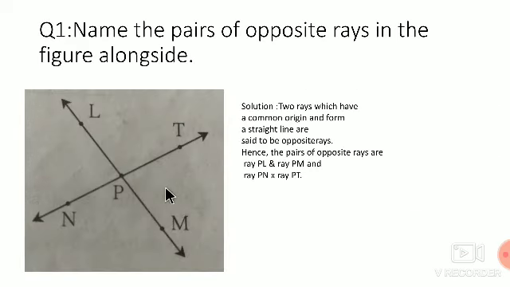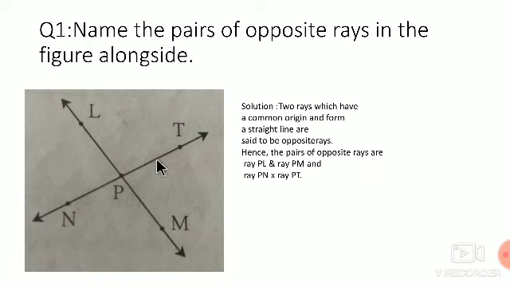From this figure we have to write the name of the opposite rays. Here, PT and PN have the common origin point P and they have opposite directions. So this is a pair of opposite rays. In the same way, PL and PM have opposite directions and the common origin point P. So this is another pair of opposite rays.